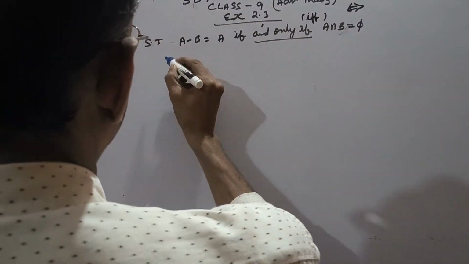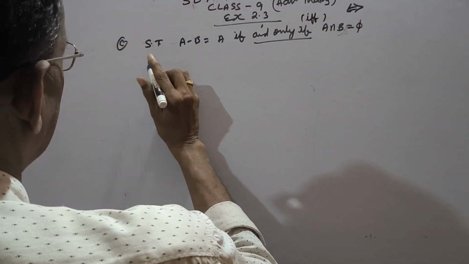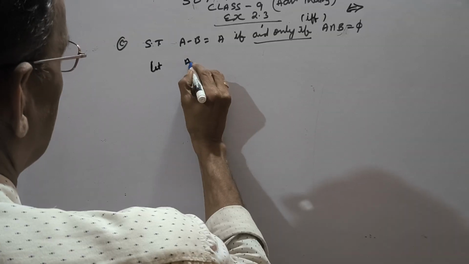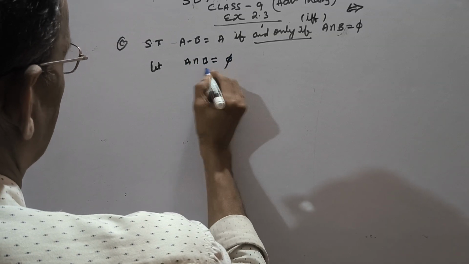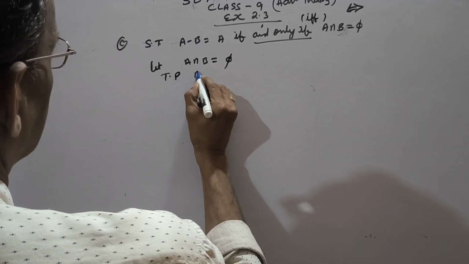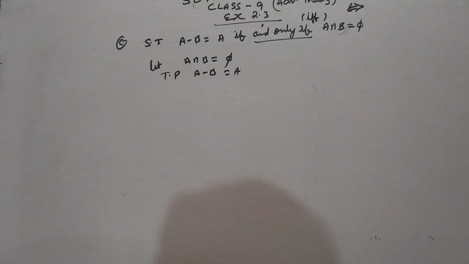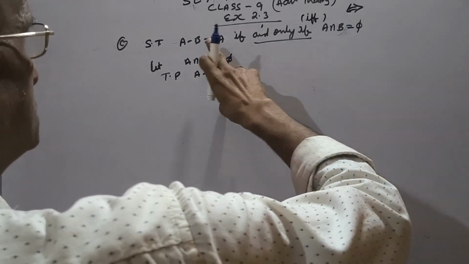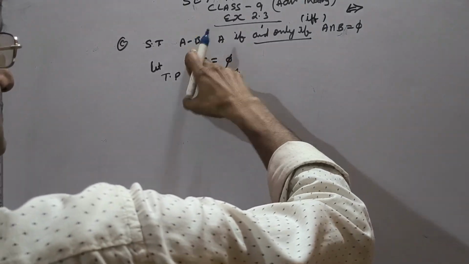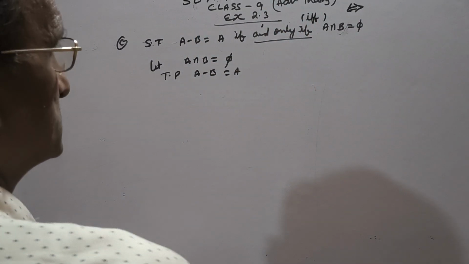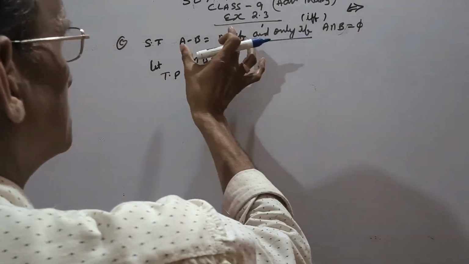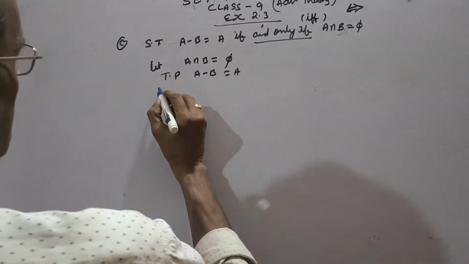Now let us start. Let A intersection B equal to phi. Then we need to prove A minus B equal to A. If we take this, we need to prove this. We can start from anywhere. Suppose I have taken this, then I have to prove this. Now start the proof.